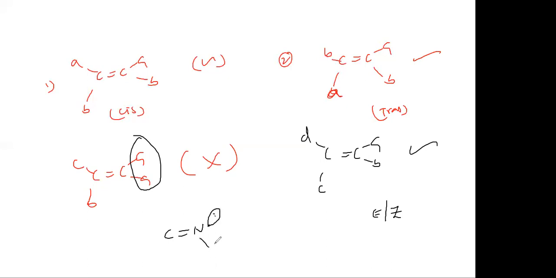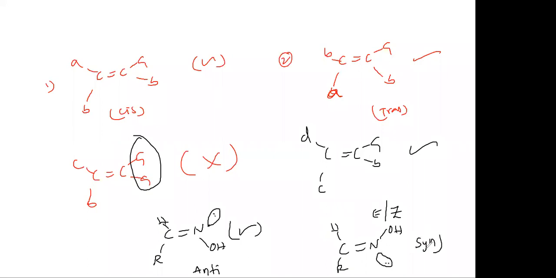This is a C double bond N. This is a lone pair, OH. Shall I write down R here, H? This is OH and hydrogen, it is trans. We call this anti. This is also possible. ఇది రాసుకోండమ్మా. If it is C double bond N, OH and H both on the same side, this is a lone pair, this is syn. This is also possible. Please write down these three.